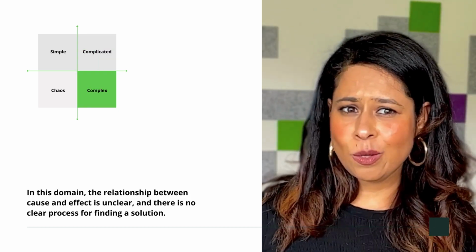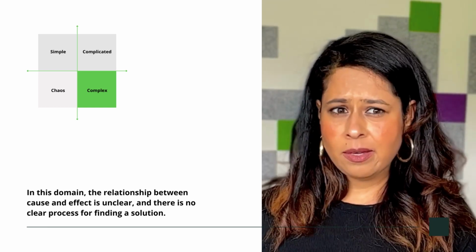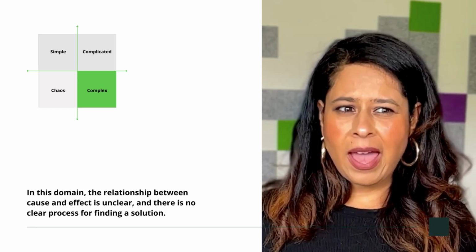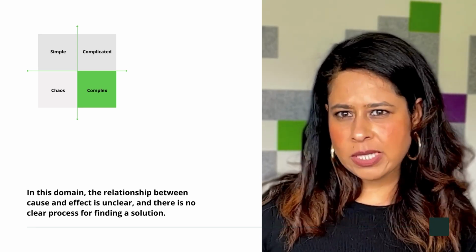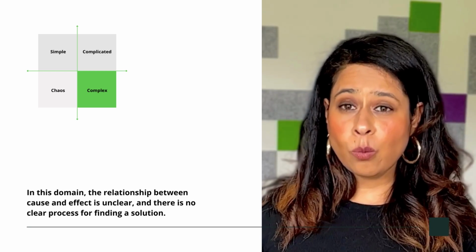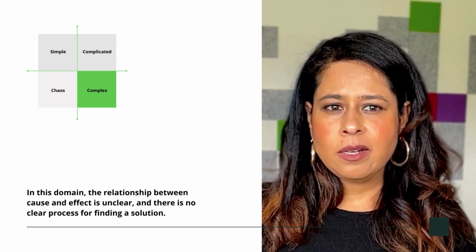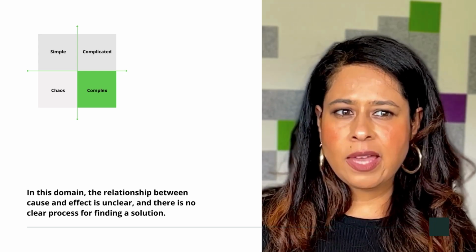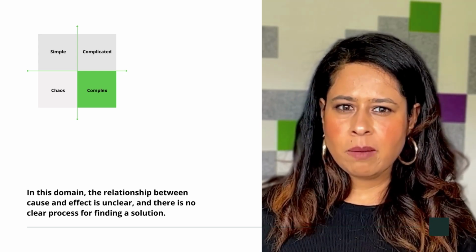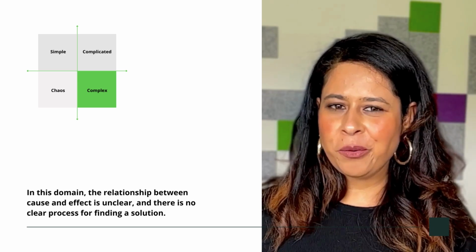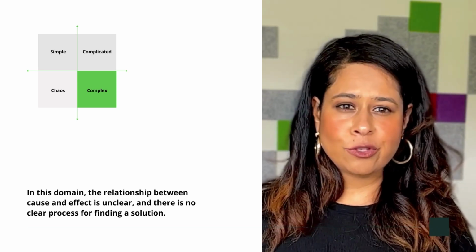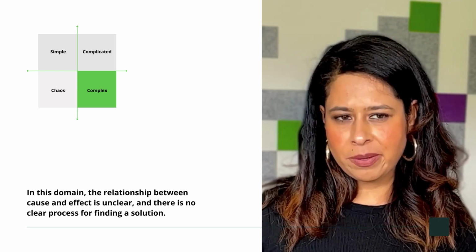The next is complex. In this domain, the relationship between cause and effect is unclear, and there's no clear process for finding a solution that's going to work in all environments. This is often the domain for DEI practitioners. An example of a complex domain problem might be solving a mystery. You have clues, but you're not sure how they all fit together, and you might need to use trial and error to figure out what happened.